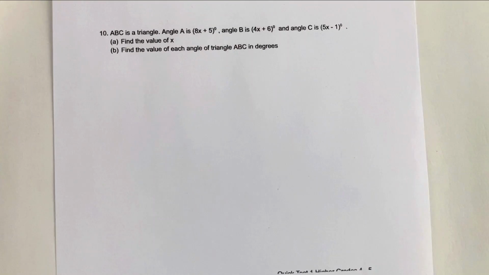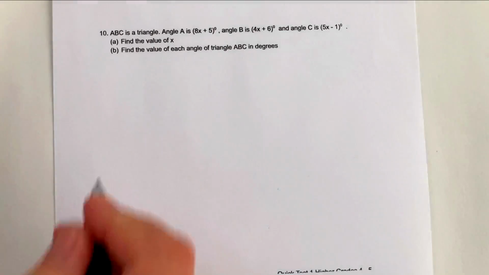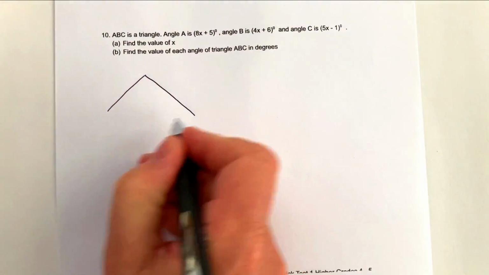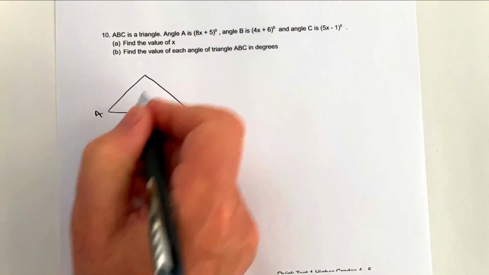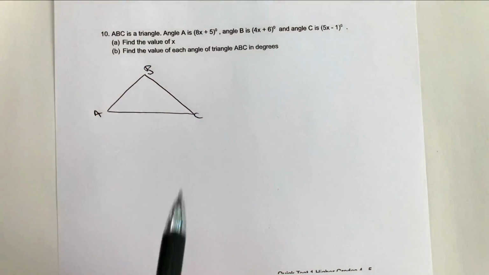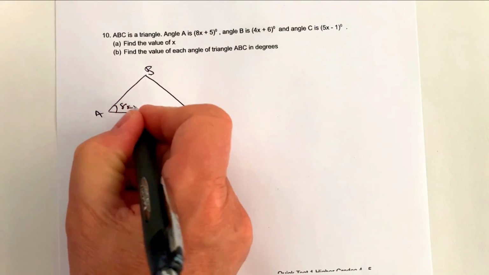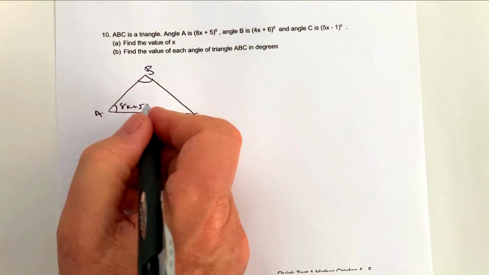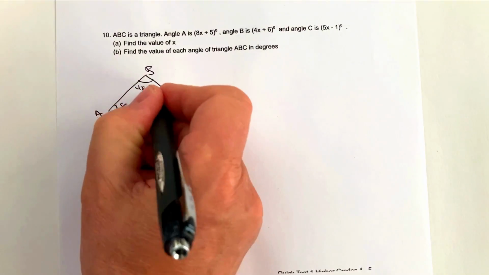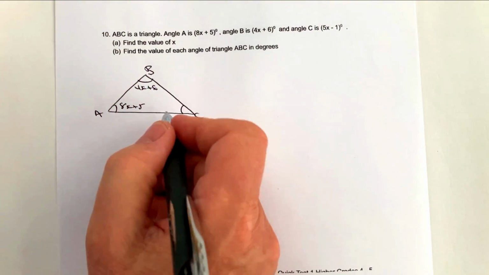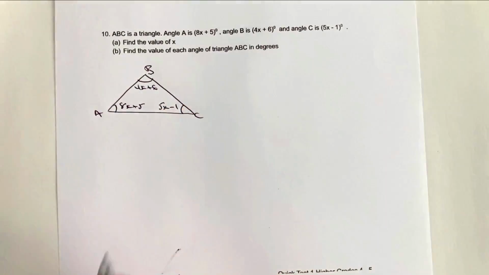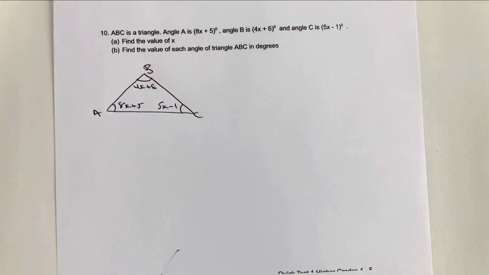Okay, so ABC is a triangle. Angle A is that, angle B is that, and angle C is that. The easiest way of doing this is to draw a little sketch of A, B, and C. Angle A is 8x plus 5. Angle B is going to be 4x plus 6. And angle C is going to be 5x minus 1. What we've got to do is find the value of x first and then find the value in degrees of each angle.